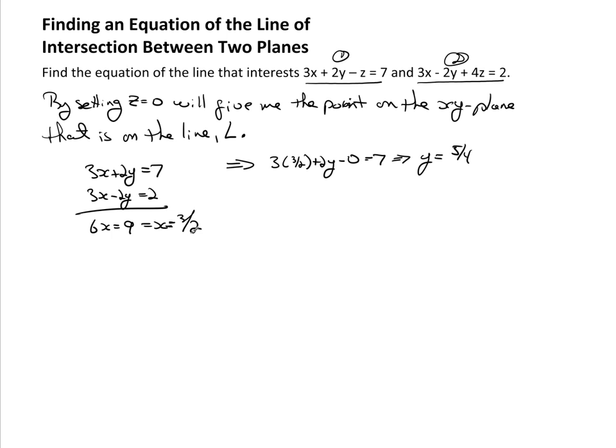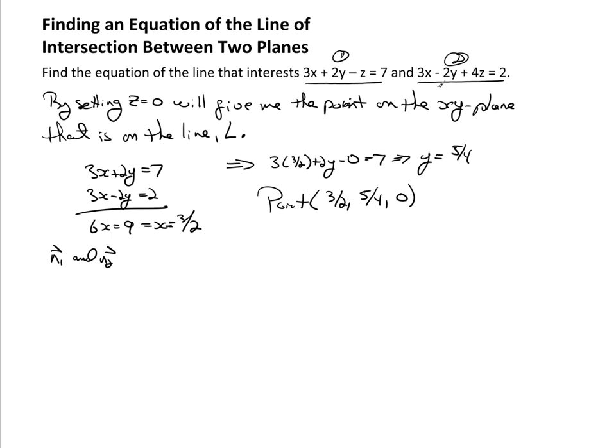So I know x is 3/2, y is 5/4, z is 0, so I know I have the point (3/2, 5/4, 0) that is on the line. Now, since this line L is actually on both planes, it must be orthogonal to both n1 and n2, where n1 and n2 are normal vectors for the first plane and the second plane.